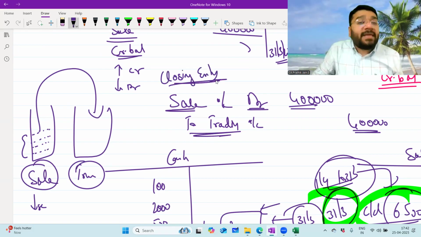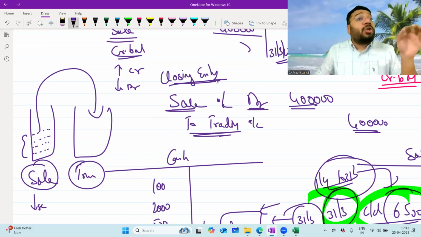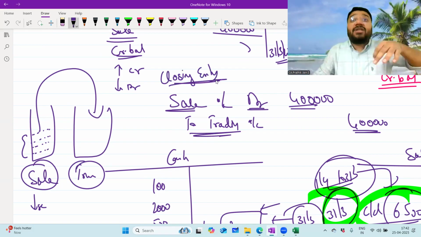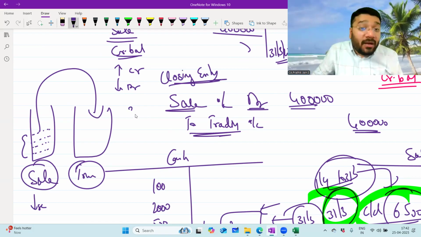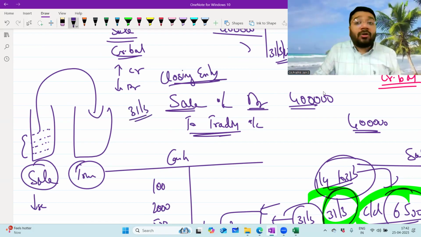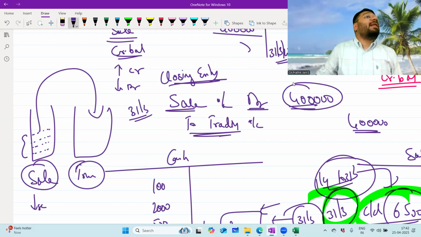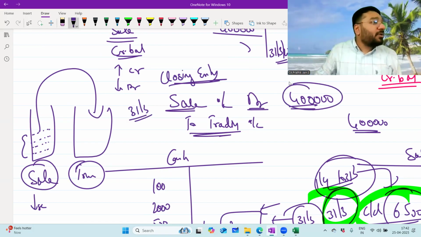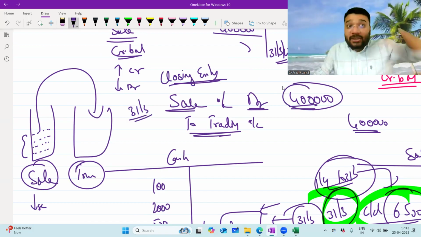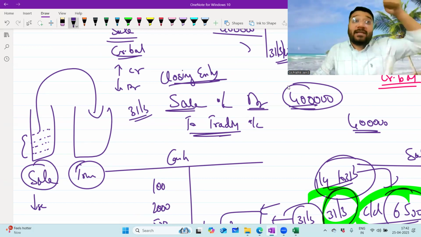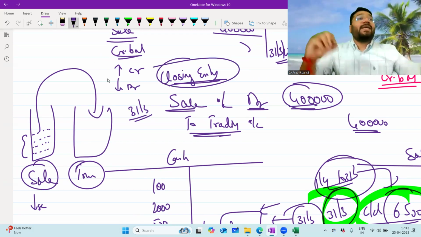Closing entry. So what is a closing entry? Closing entry is that journal entry which we pass at the end of the year for closing the nominal accounts. So all the nominal accounts at the end of the year are closed by passing a closing entry.